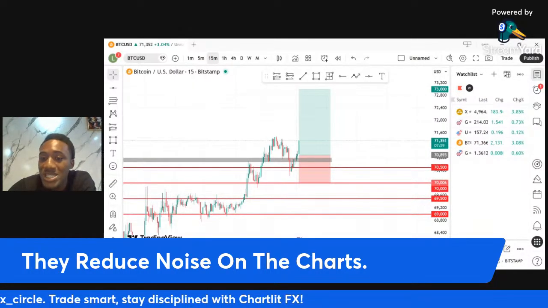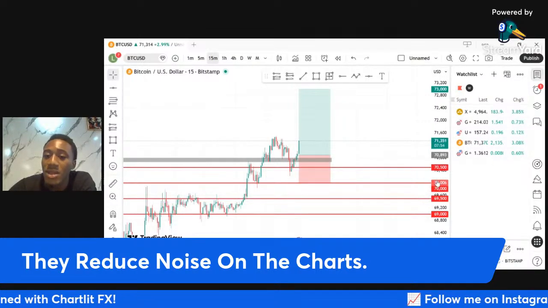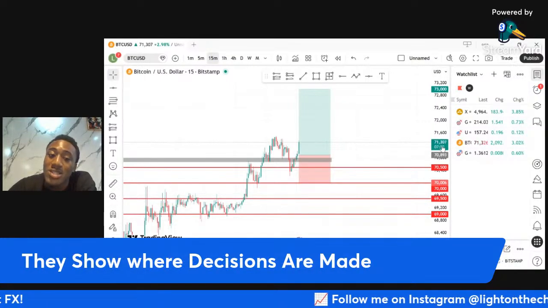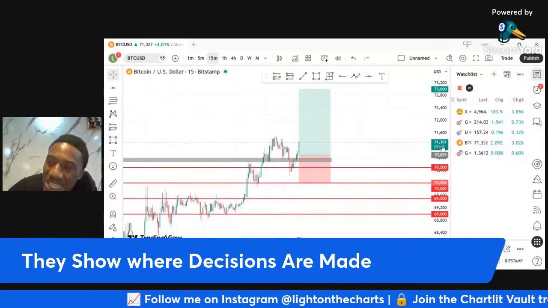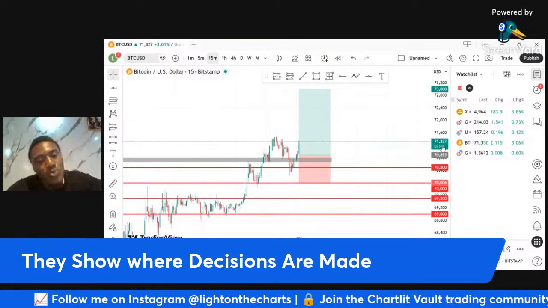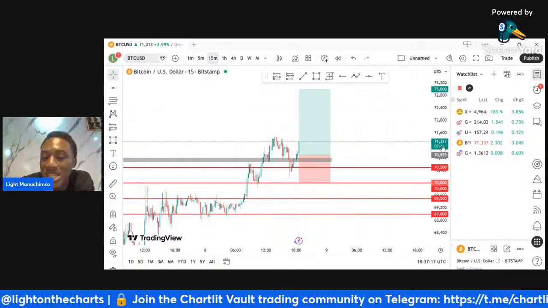So now the next importance is they show where decisions are made. Like I said, they show you where buyers are getting in or where sellers are getting in. Like I explained in those examples on the chart. You guys saw it. That's where buyers are getting in.